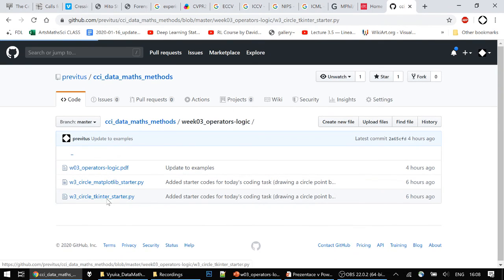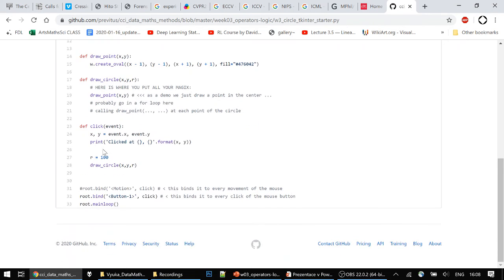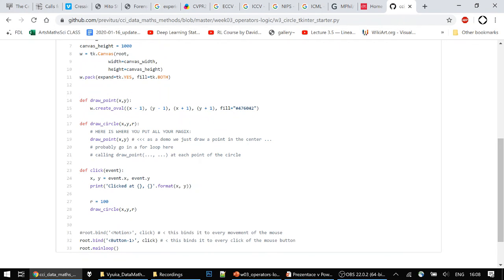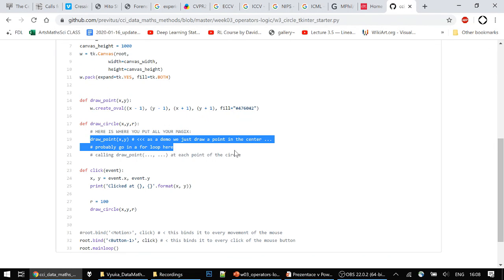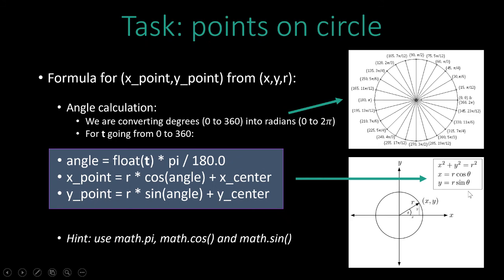So for example, in the tkinter one, there is already the code needed to create a canvas and to react on click. Then there is a function called draw circle, and this is the point where you will put all the magic of the mathematical formulas. I also wrote the draw point function already, so really what you need to do is just change something in draw circle. Basically call draw point for some sampling amount of points around the circle.